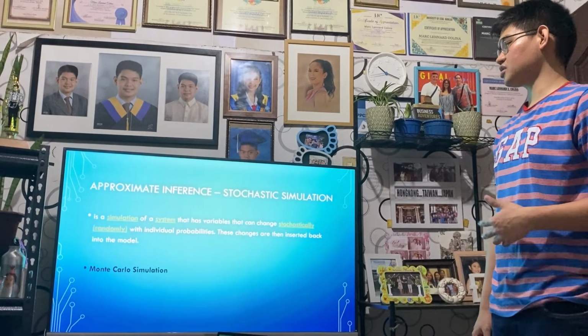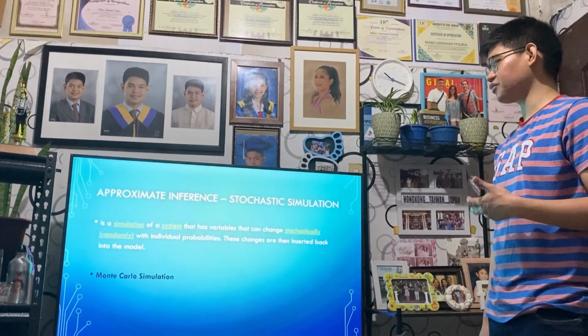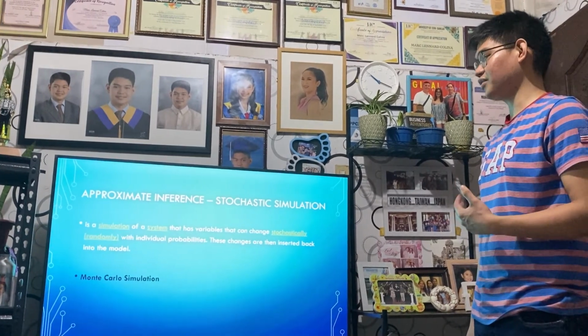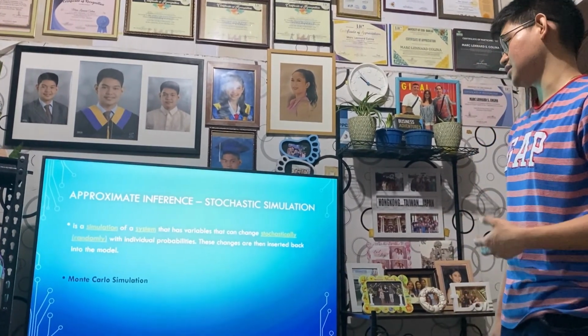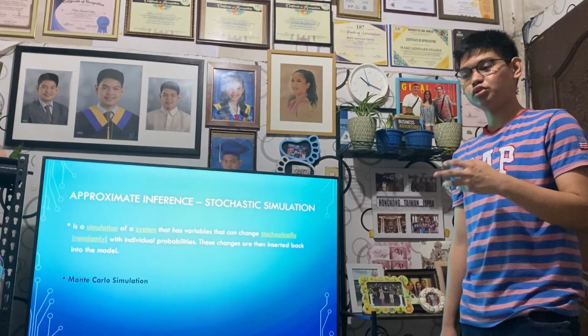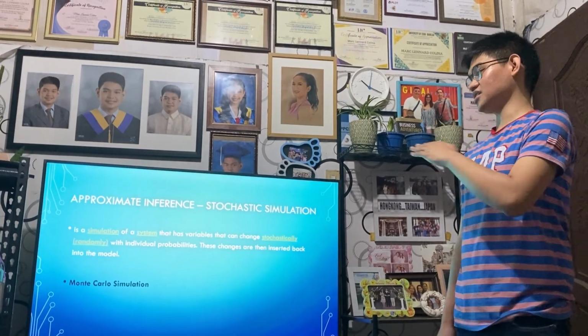So now we have approximate inference, or the stochastic simulation. Stochastic simulation is a simulation of a system that has variables that can change stochastically, or randomly, with individual probabilities. These changes are then inserted back into the model for us to be able to draw a new type of inference given the changes in the values.